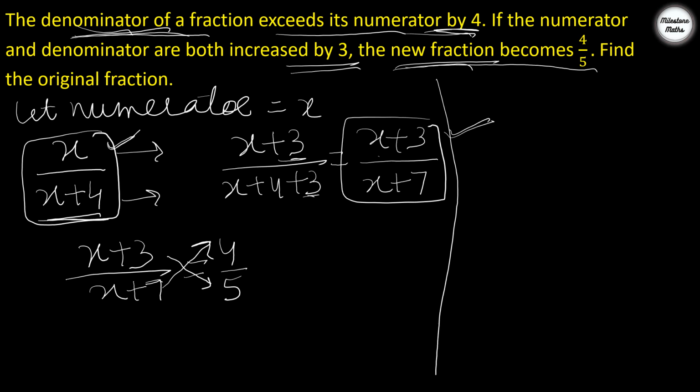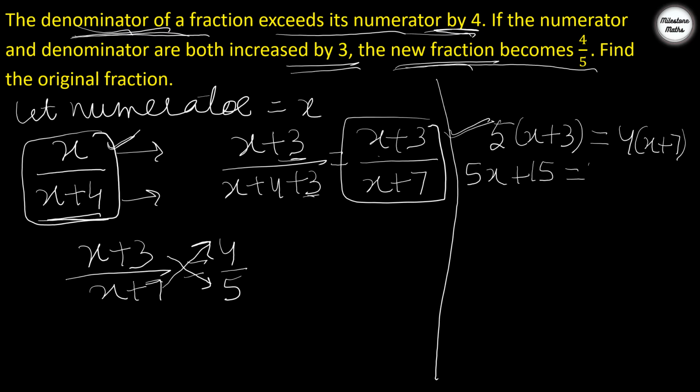So now let us solve here. Cross multiply. So here you will get 5 into x plus 3. On the right hand side you will get 4 into x plus 7. Now here just open the bracket and solve it. 5x plus 15. Here 4x plus 28.